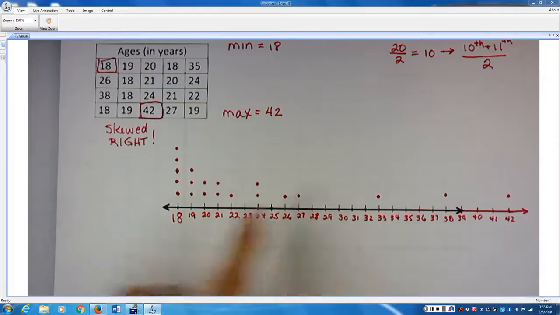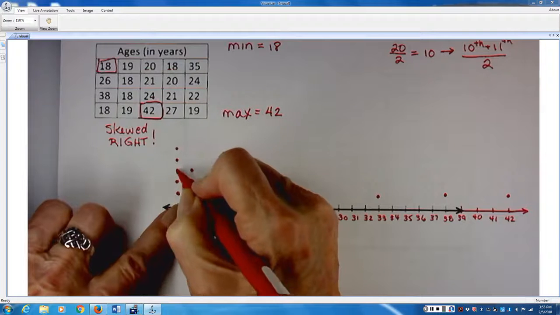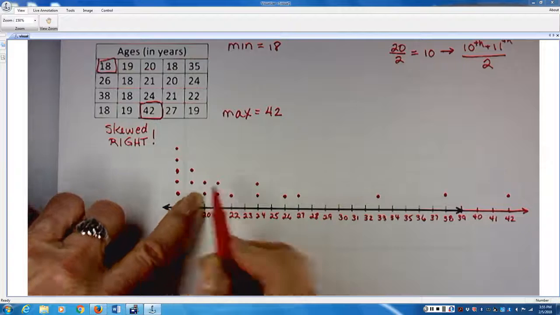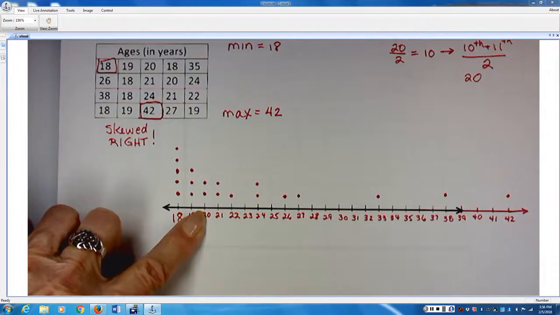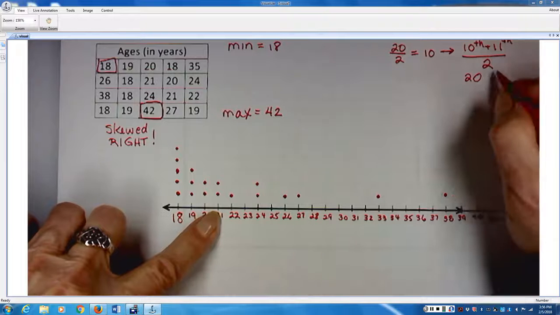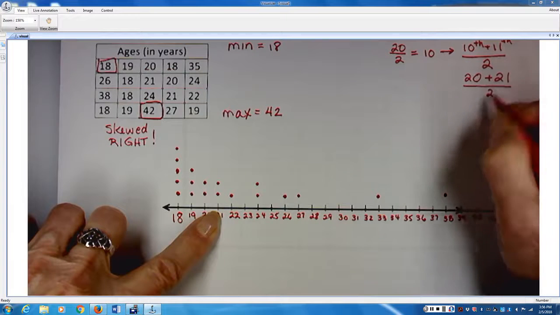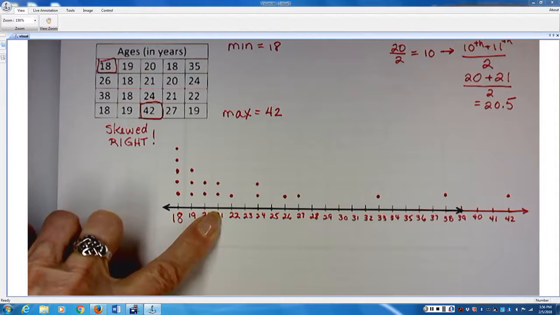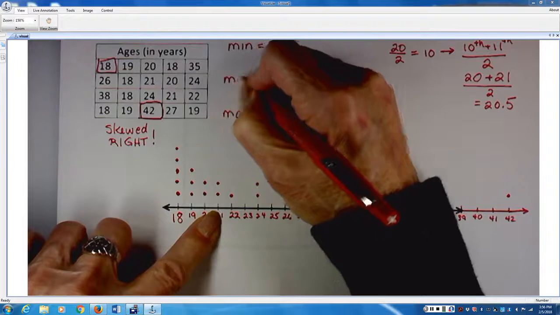And I can count and see where the 10th and 11th students are. Because here I have 1, 2, 3, 4, 5, 6, 7, 8, 9, 10. The 10th student is 20. And the 11th student is 21. So the middle of the 10th and the 11th students' ages is 20.5. And that's called the median. We're going to talk about that in chapter 3.